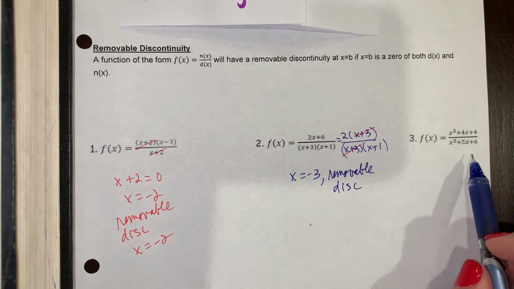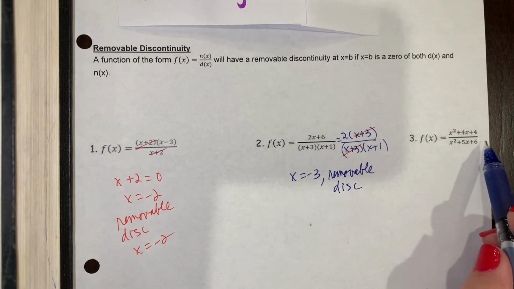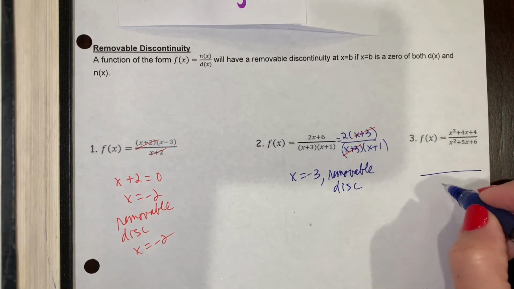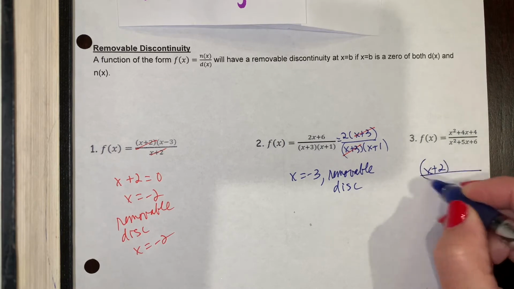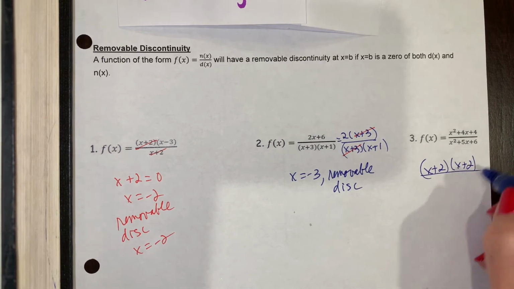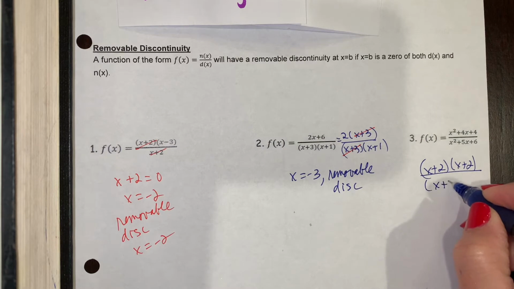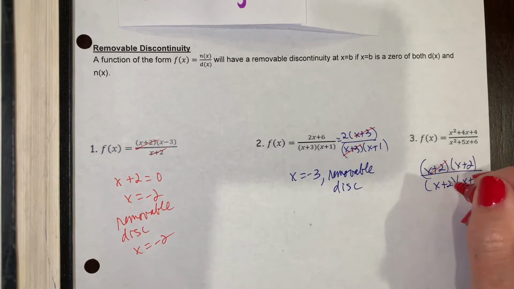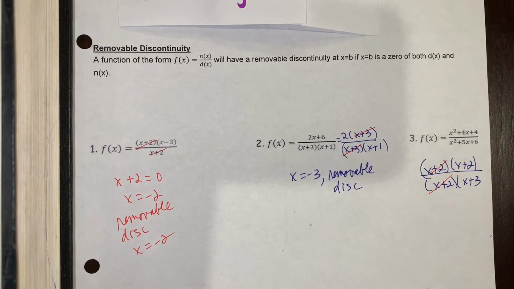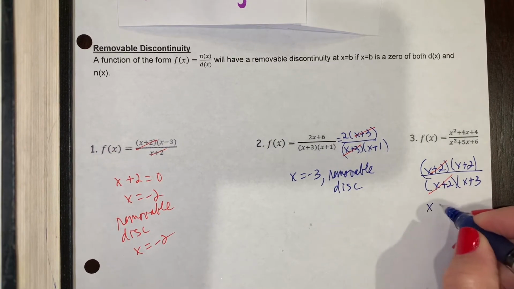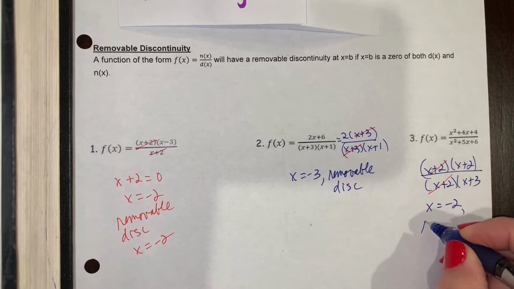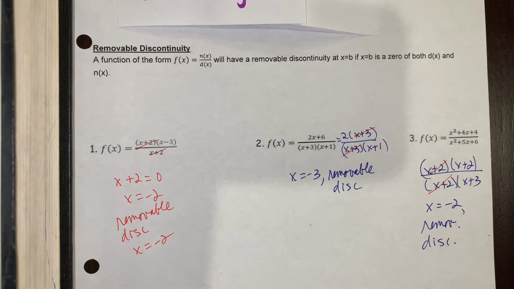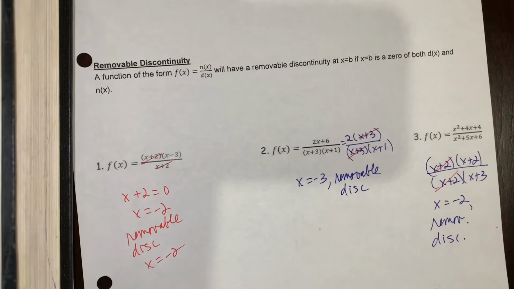Okay, this last one's going to take a little bit more work because you're going to have to factor all of that. So the numerator would factor to x plus 2 and another x plus 2. This would factor to x plus 2 and an x plus 3. So one of the removable discontinuities would happen at x equals negative 2. All right, so let's look at the back.